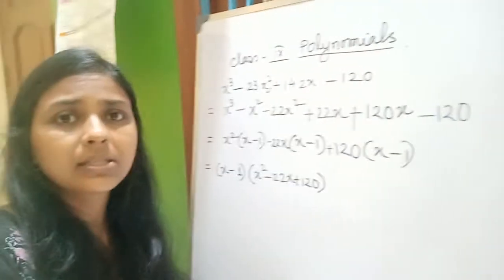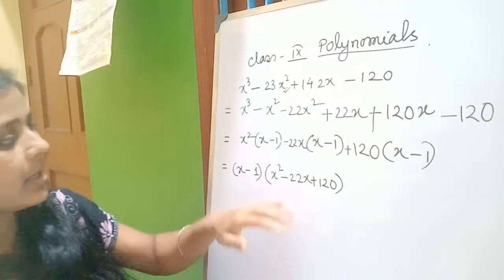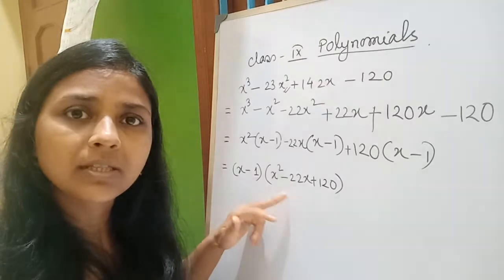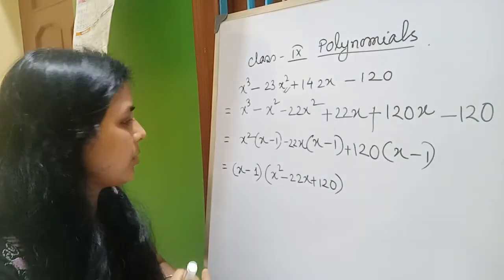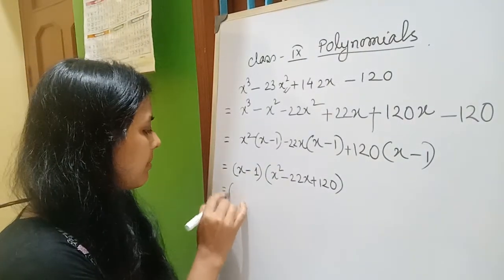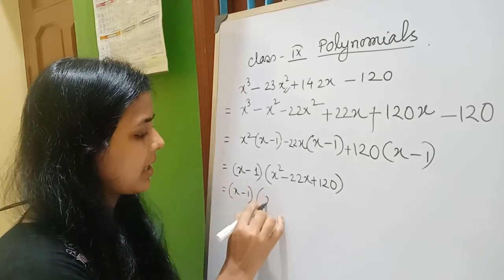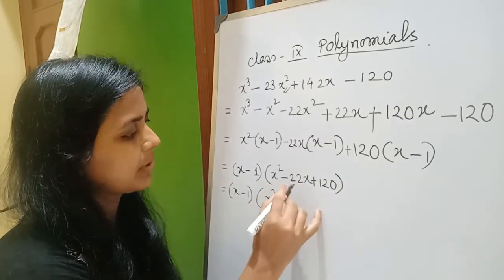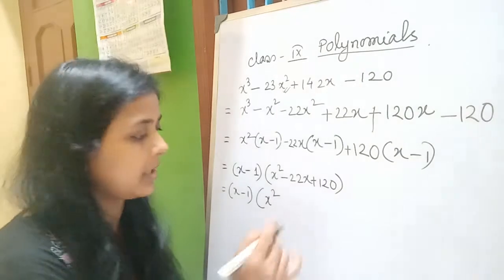Now, in some cases, you can factorize this portion also, because of x minus 1 and this part. 22 can be broken into 12 and 10.